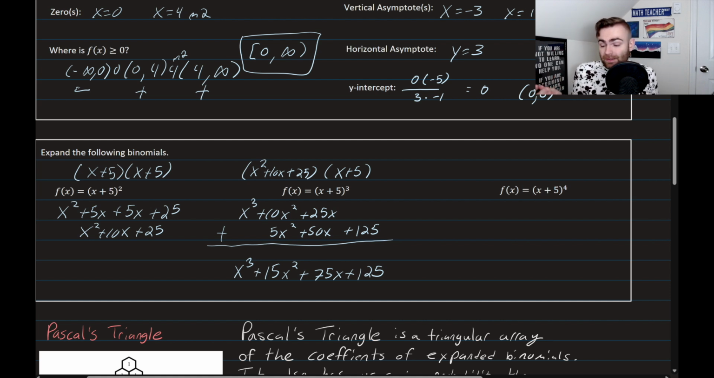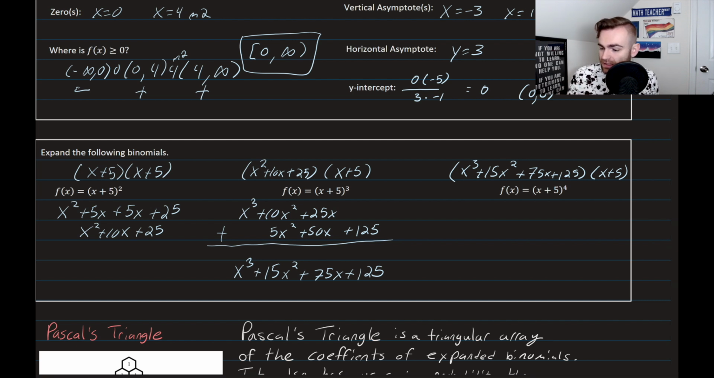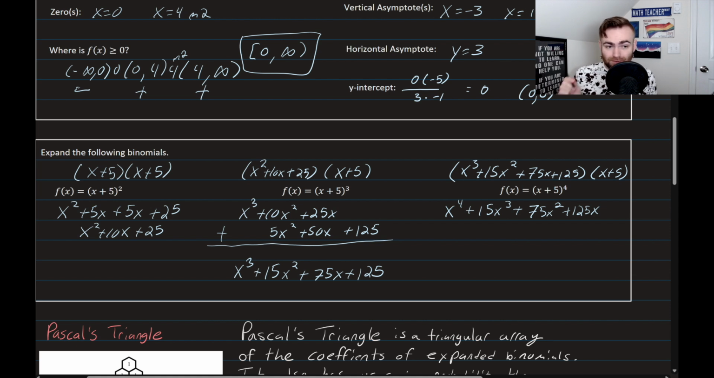Then we'll do it to the fourth power, which is the third power times another one. So I'm going to rewrite what we have here. We have x cubed plus 15x squared plus 75x plus 125, and that is being multiplied by x plus 5. So we're going to multiply each of the terms by x, and then we're going to multiply each of the terms by 5, and we're going to see what happens here. So we should get x to the fourth plus 15x cubed plus 75x squared plus 125x. Then we're going to multiply each of the terms by 5, so bear with me a little bit.